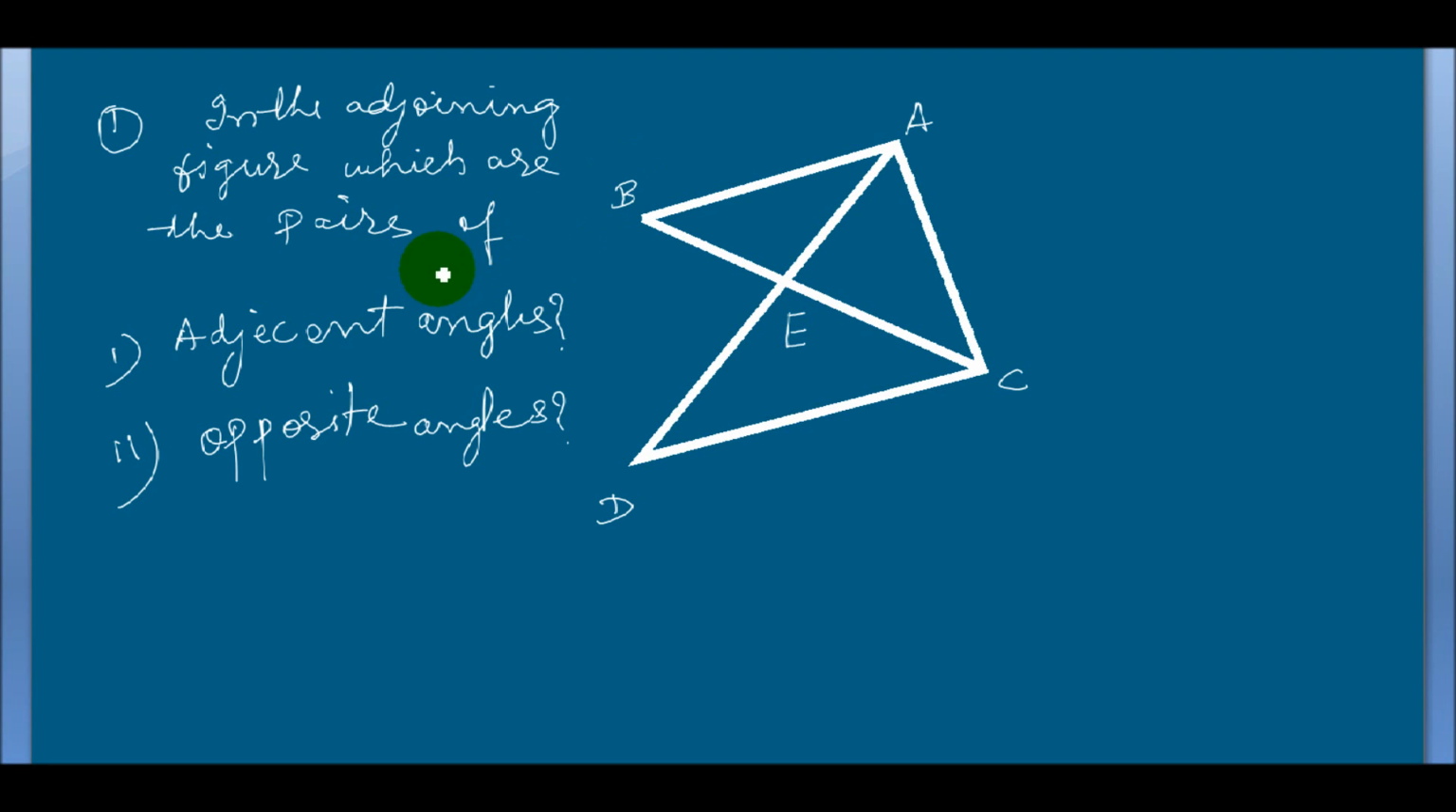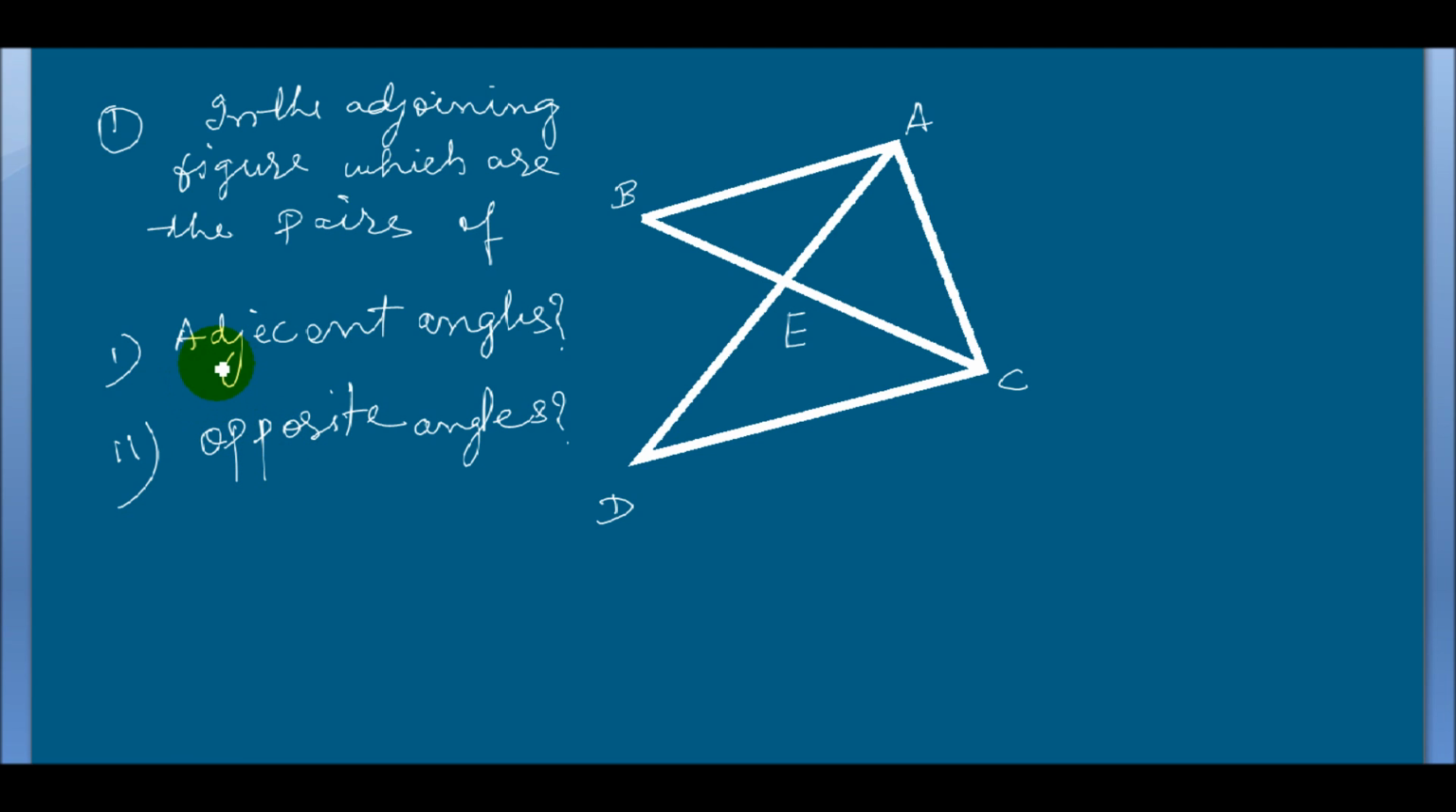Here I am discussing a few sums of the angle and lines related chapter. The first is, in the adjoining figure, which are the pairs of adjacent angles and opposite angles? That means you have to give the pairs of angles. That means you have to give two angles for question number 1 and two angles for question number 2. That will be a pair.